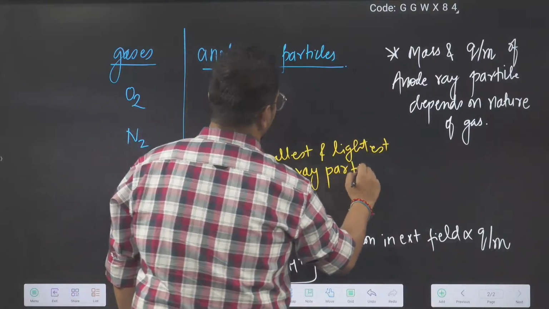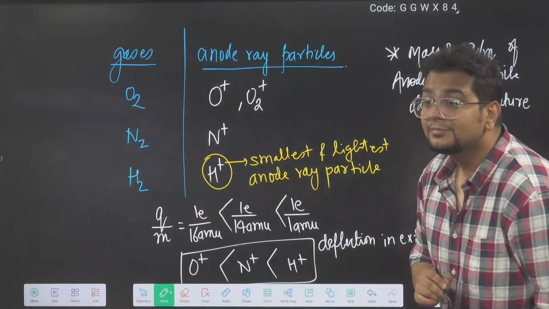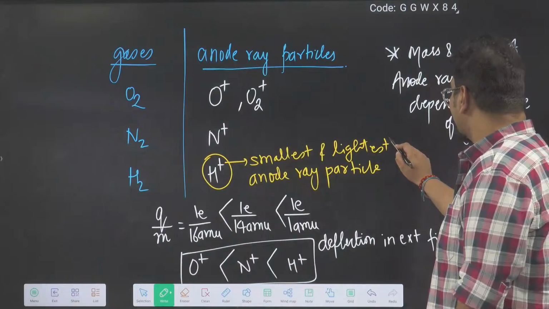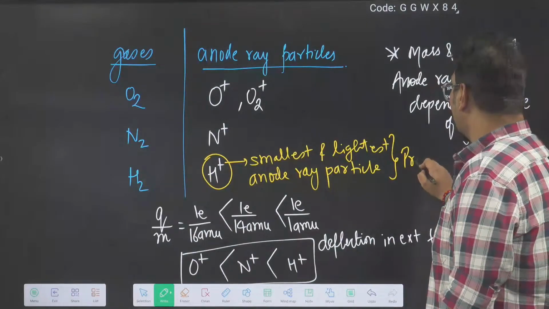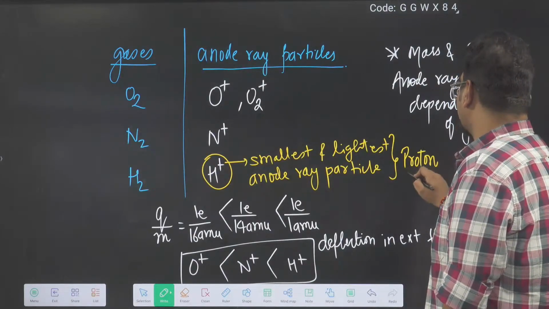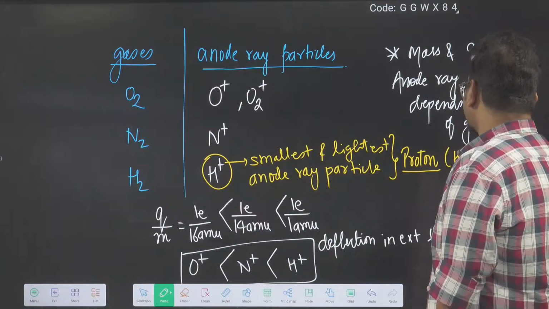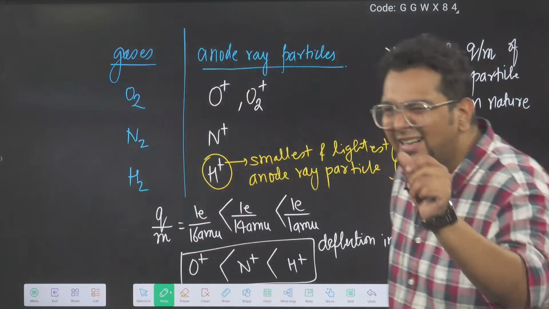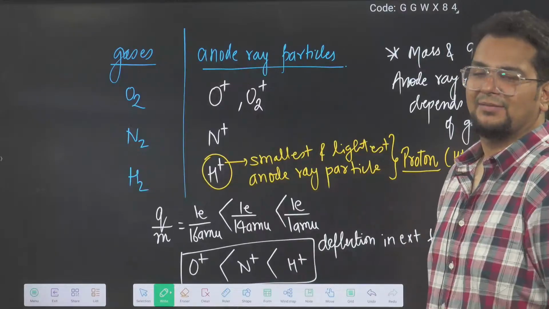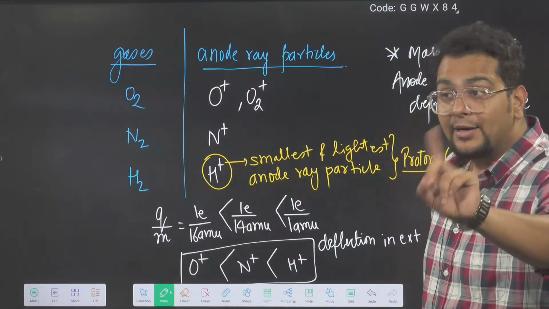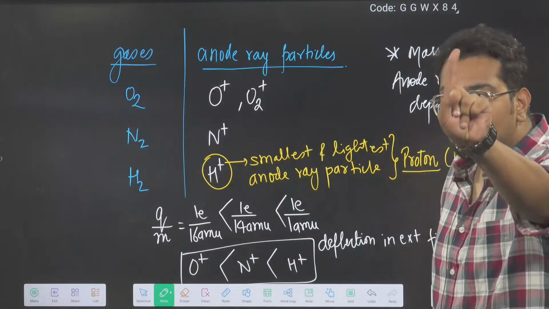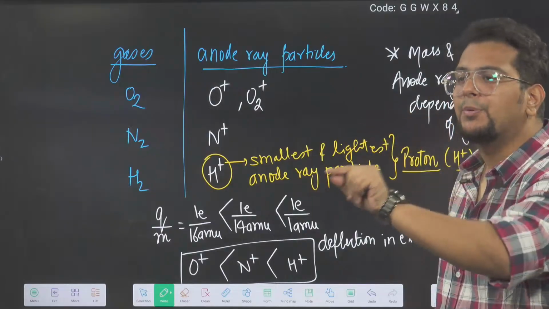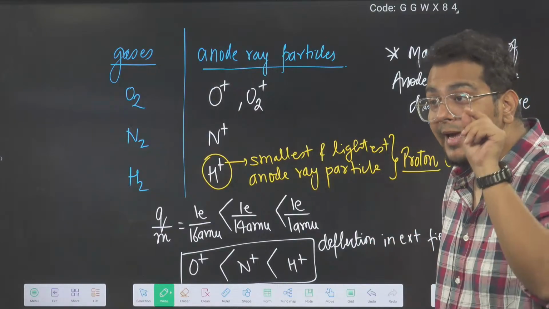Who is that? H plus. And this bhai sahab is Sakshat proton Dev. Remember, proton is H plus. So proton is the lightest anode ray particle. Anode ray particles are not protons, but there is one anode ray particle who is proton. Who is that anode ray particle? H plus.